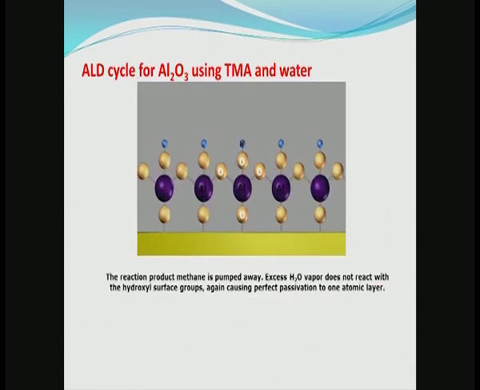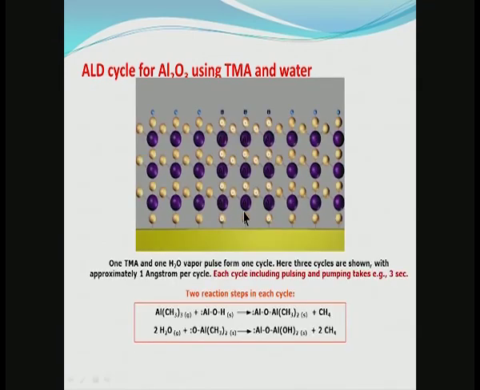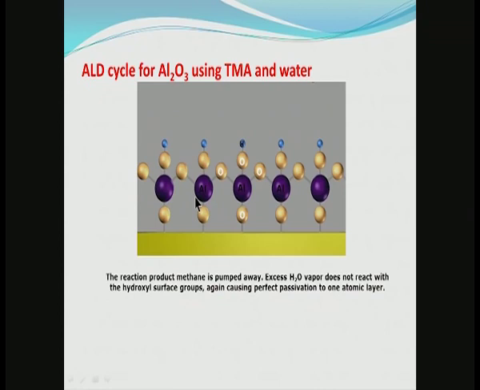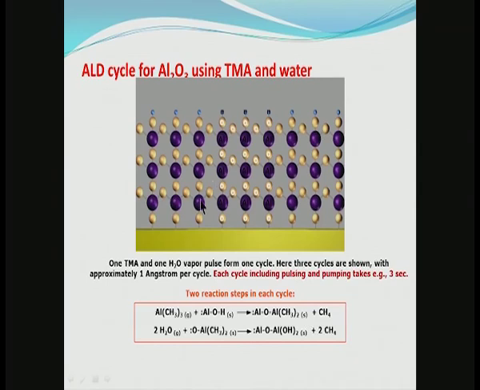So, if this process is continued, one builds up these aluminum oxide layers. Each cycle is, under ideal conditions, capable of giving us one such layer, and if the cycle is repeated, one has a uniform aluminum oxide film of the desired thickness, which is a function of the number of ALD cycles.